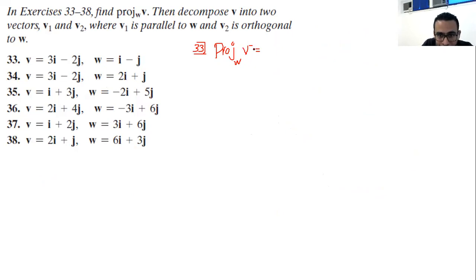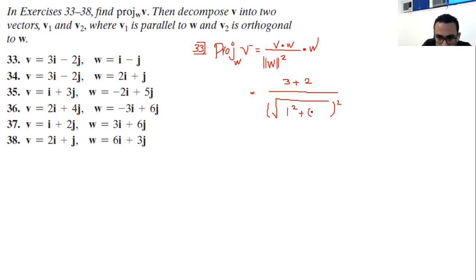Yes, Muhammad. V dot W over the magnitude of W squared, times W. Right. V dot W equals 3 plus 2. And this is over the magnitude of W, the square root of 1 squared plus negative 1 squared. It will be radical 2 times 1 i minus j.